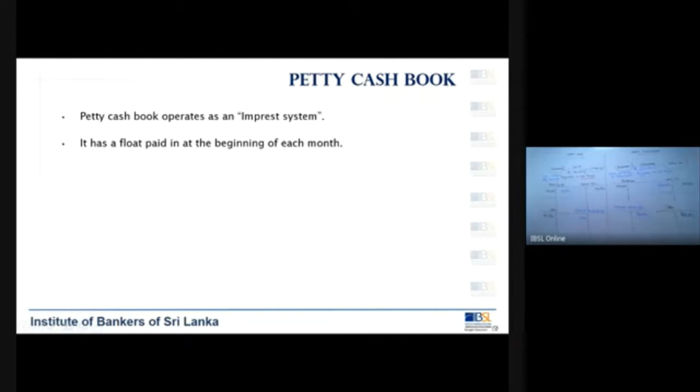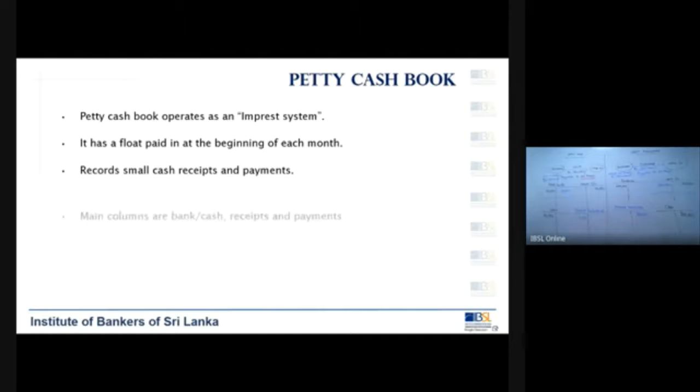It is not that you give 10,000 at the beginning of every month, right? This is a system where you give 10,000, you partly use it, whatever that you have used during the month, you will go and give back the bills and get the balance money, so that you can start again with 10,000. Okay. So it is to record small cash receipts and payments.